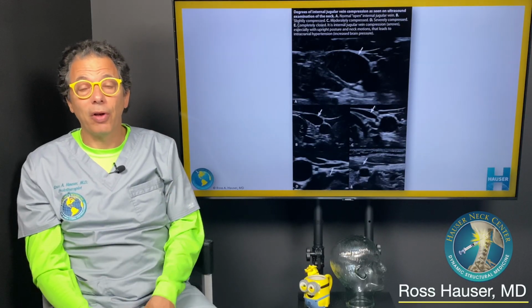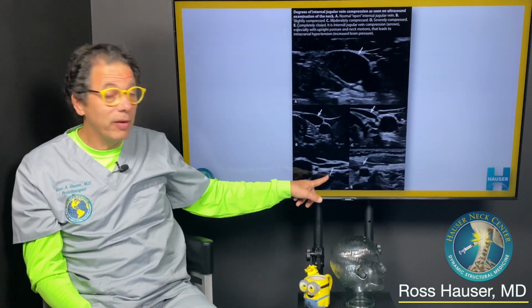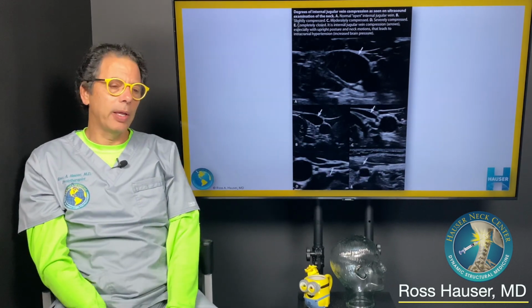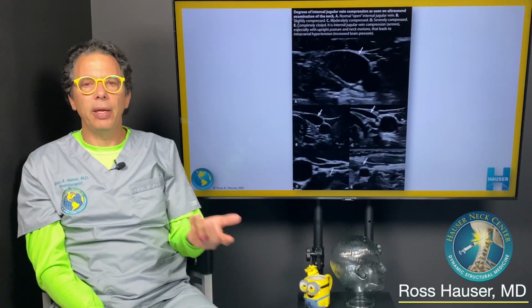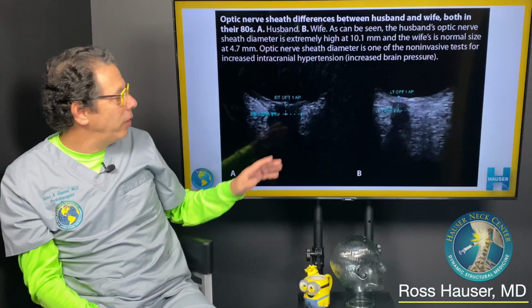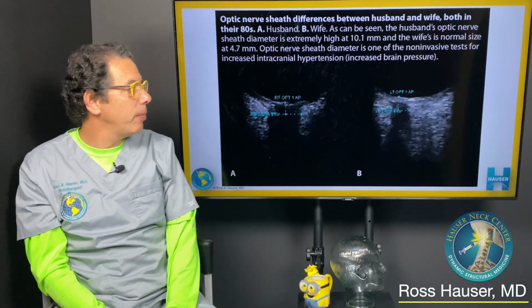And if the main drainage port of the brain is all clogged up, what's going to happen? The toxins don't go out of the eye, toxins don't go out of the brain, and you start getting brain disease and eye disease. Now this is what we do with optic nerve sheath diameter measurements.